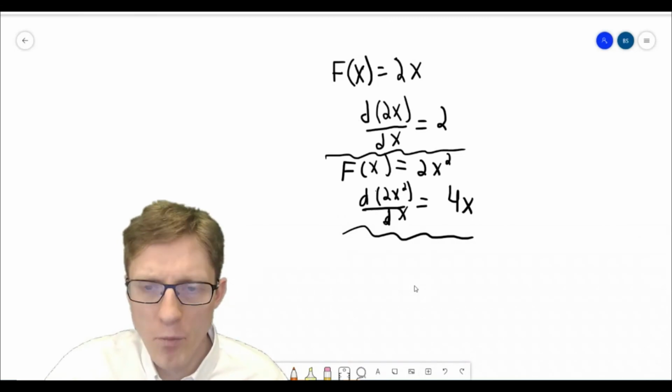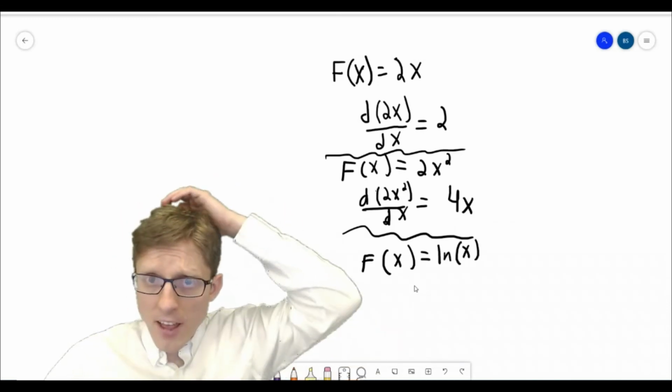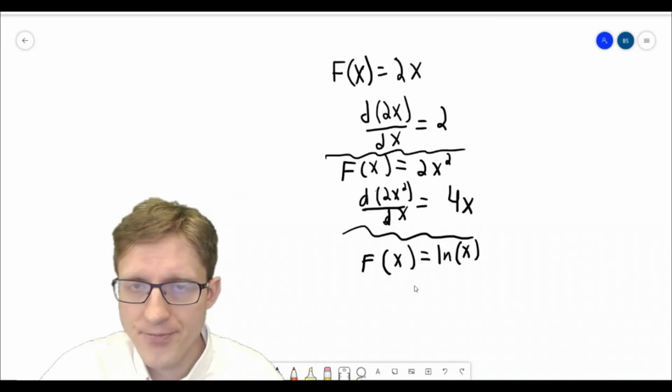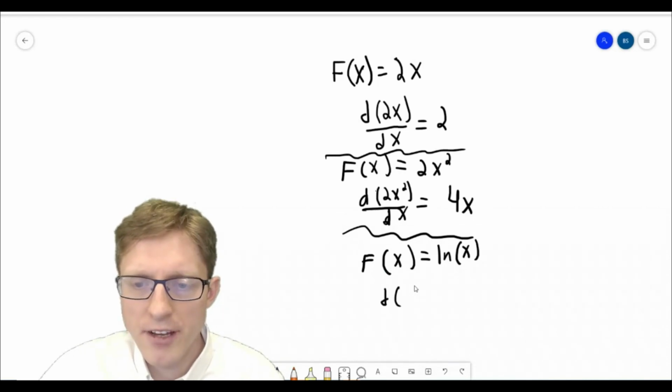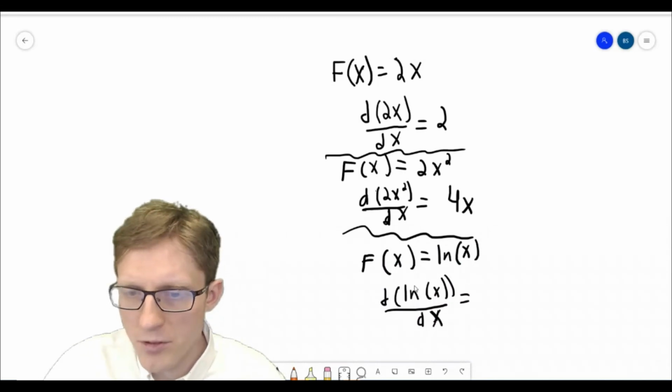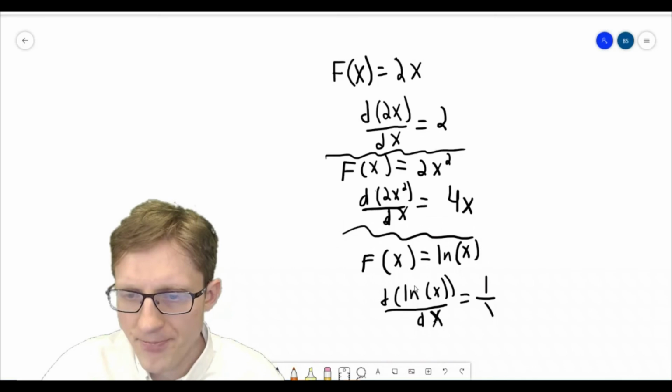Now let's just do one more quick practice. So let's say the last function we're going to consider is equal to the natural log of x. So again, you could pause it if you want to try it yourself. Unpause it when you're done. So the derivative of the natural log of x with respect to x is simply equal to 1 over x.